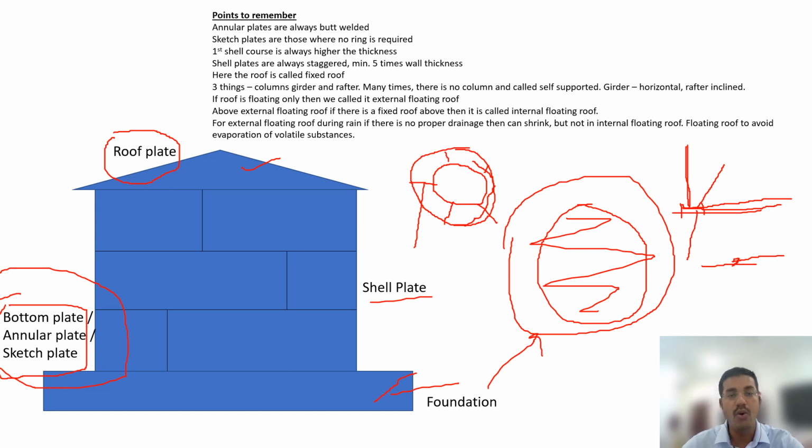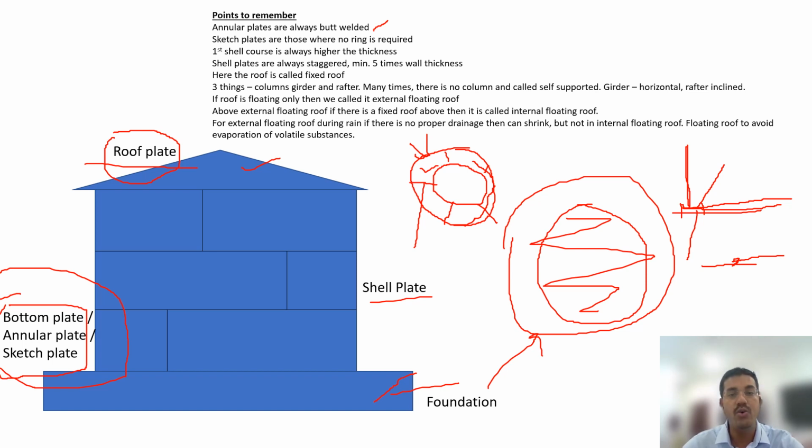So here is the roof. There are different types of roof. We will read about what type of roof it is and how it works in the 650 course in detail. There are some points I have mentioned here which we have to remember. Annular plates are always butt welded. This is the annular ring, and this plate is called annular plate. So these annular plates are all butt welded.